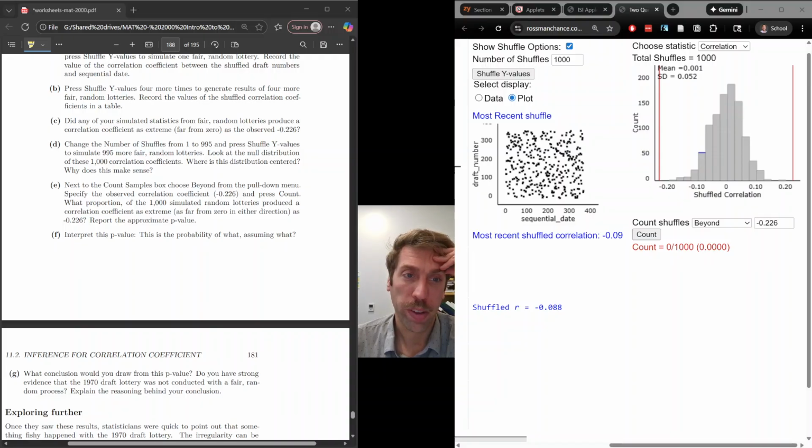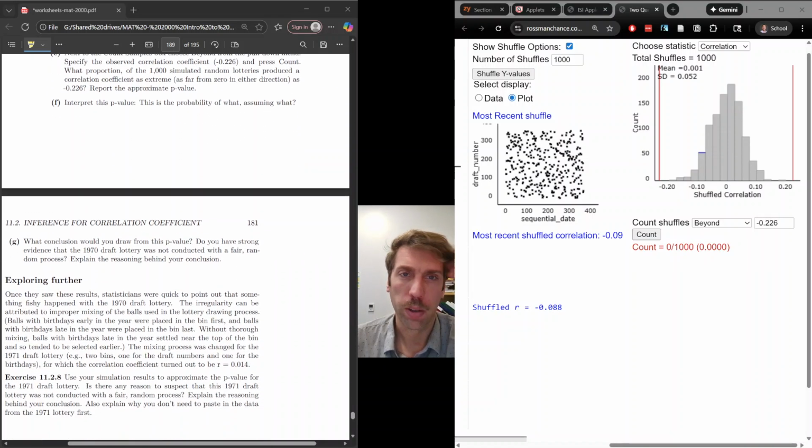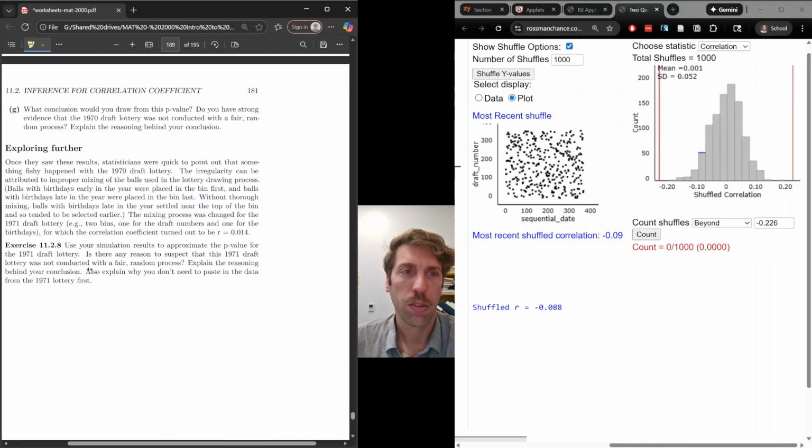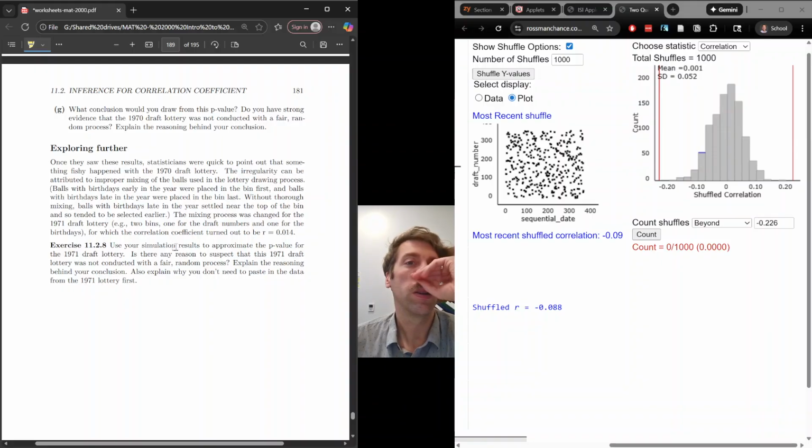So report your p-value and then interpret the p-value: the probability of what, assuming what, okay? So for part G, what conclusion would you draw from this p-value? Do you have strong evidence that the 1970 draft lottery was not conducted with a fair, random process? Explain your reasoning behind your conclusion. Okay, so write this one in full sentences. It should be probably more than one full sentence, maybe 2, maybe 1. Maybe you can fit it in 1, who knows.